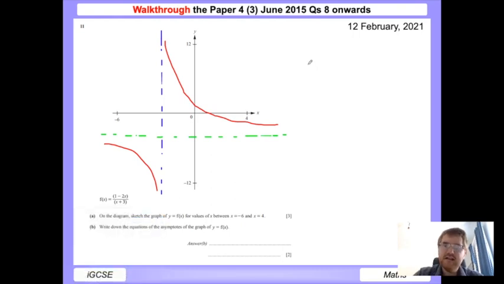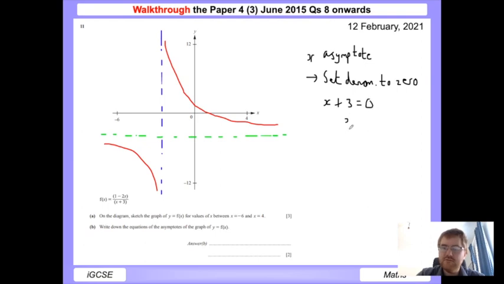Now the x asymptote is the easier one to work out, so let's start with the x asymptote. The way we do this is we set the bottom of our fraction to 0. So set the denominator, we'll put denom, to 0. That's the way we find the x asymptote. So we take the denominator, x plus 3, make it equal to 0, and solve this, which gives you x equals -3. So x equals -3 will be one such asymptote. So that's the x one done. This point here is going to be -3, sorry.